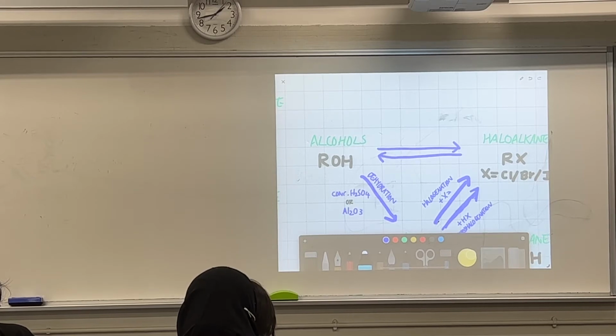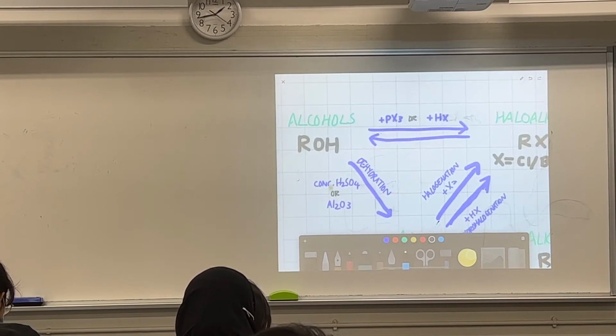Top, yeah, because that's when we want to replace OH with X, so we add PH3. Just as suitable is another compound, HX. Yeah, so this is an alternative method. Just like we have two alternative dehydrating agents here, we also have two alternative halogenating agents.